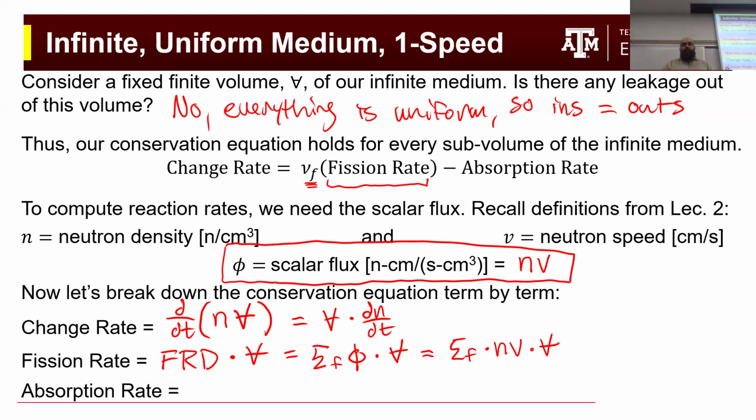And then I need the absorption rate. And the absorption rate is going to look very similar. I'm just going to have my absorption rate density times that volume. And then the absorption rate density looks just like the fission rate density, except I use a sigma A instead of a sigma F. So I could say sigma A times phi times that volume. And then again, I could write that flux in terms of the density times the speed. So that would be sigma A times my neutron density times the speed times that big volume.